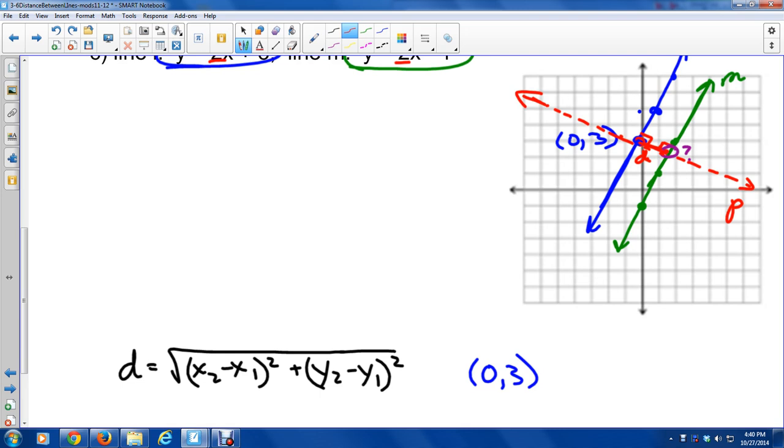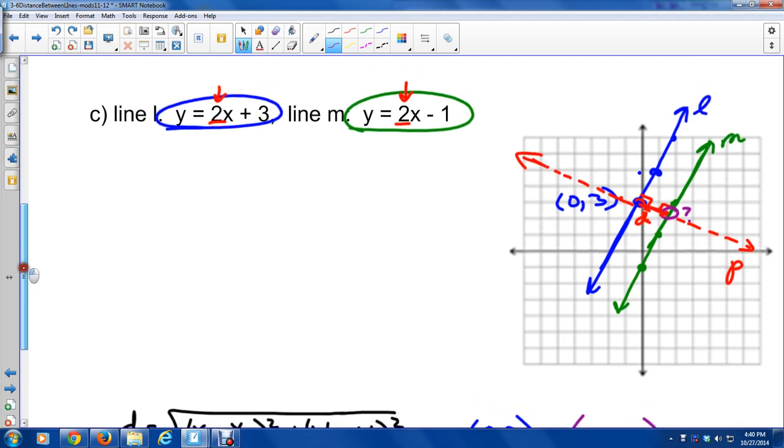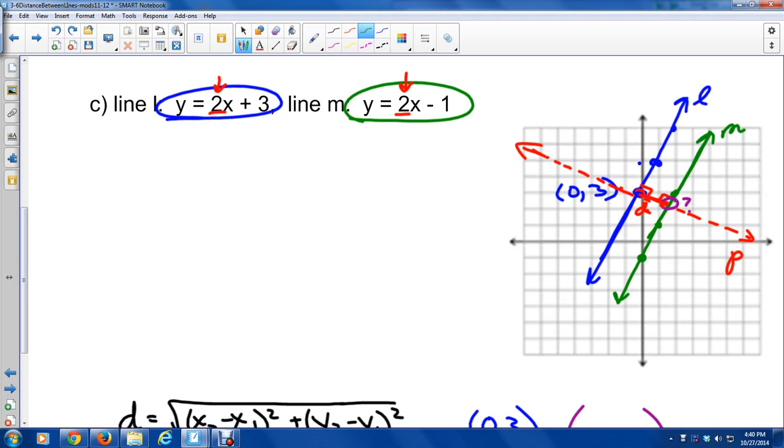And that point that I'm trying to find, my other point, which is ultimately going to be plugged into my distance formula down here, is really the intersection of line P and line M. Now we can find the intersection of any two lines we want by solving a system of equations. But I need to have an equation for both lines. I already have an equation for line M right here. I need an equation for line P.